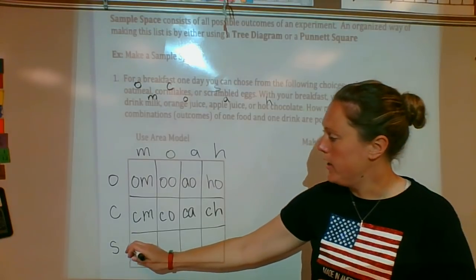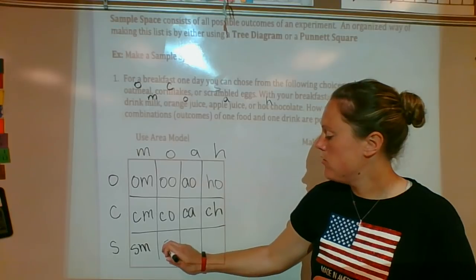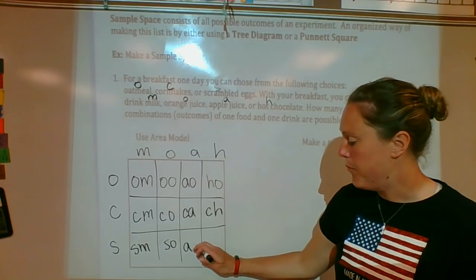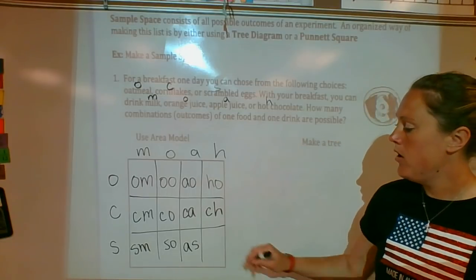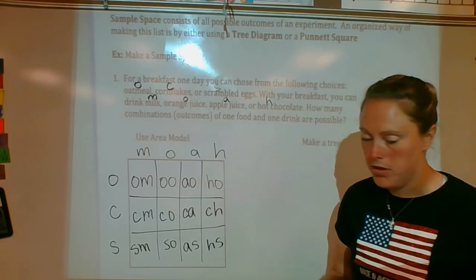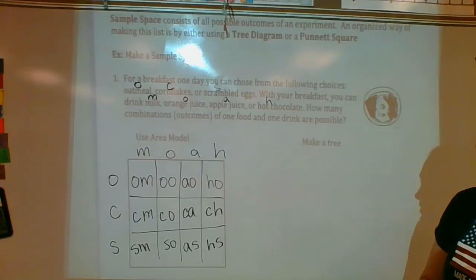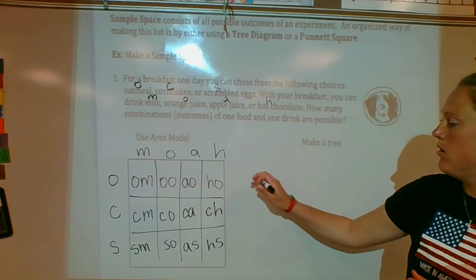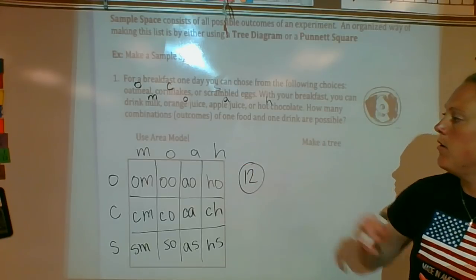For my last row, I could do scrambled eggs with milk, scrambled eggs with orange juice. Again, I could flip the order. I could say it's the same thing as apple juice with scrambled eggs, or I could do my hot chocolate with scrambled eggs. So when I get done, I chose one from this list of 3 and one from this list of 4. That gave me 12 possible outcomes.